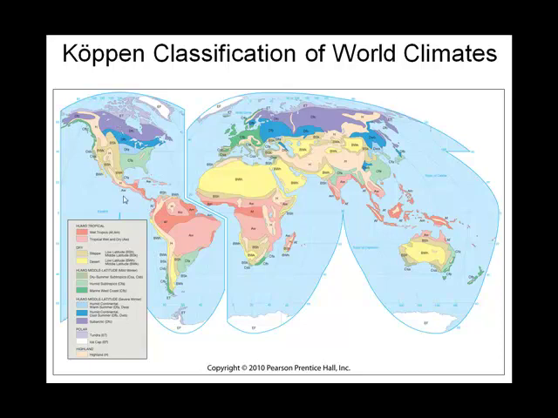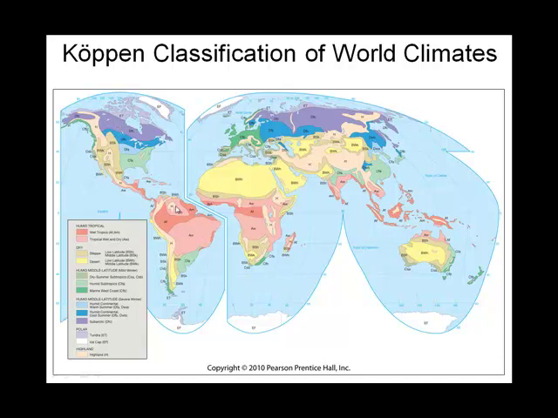But then if you work your way north and south of the A's, you run into the B's. North and south of the B's, you run into the C's. Now notice it's not that cut and dried. You know, there is some mix, there's some slight mix up here.